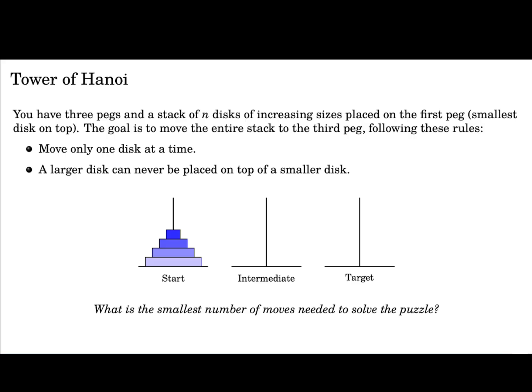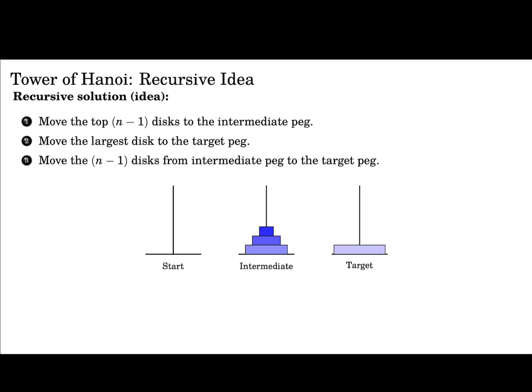So the question is, what is the smallest number of moves needed to solve the puzzle with n disks? Now, the key idea here is to think recursively. Suppose we know how to solve the puzzle with n-1 disks. Then to solve the puzzle with n disks, you can do the following. In this example we see 4 disks.